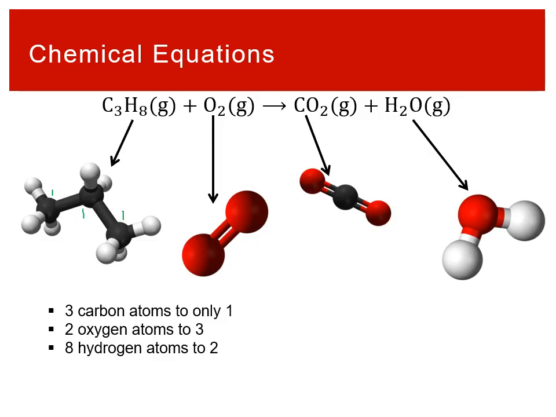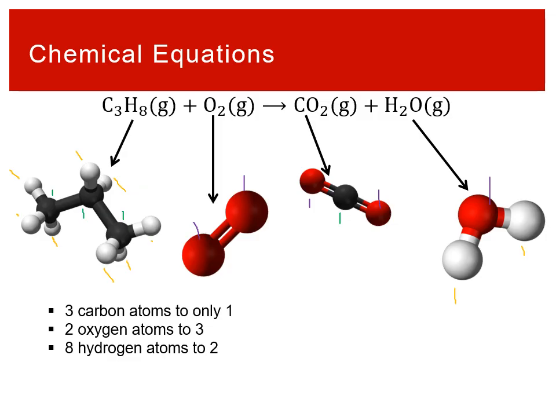But if I look on the product side, I only see one carbon atom. Same thing with oxygen: I have 1, 2 on the reactant side, but now my product is 1, 2, 3. Hydrogen is my white atom. I end with 2, but I start with 1, 2, 3, 4, 5, 6, 7, 8. That is a big discrepancy in what's going on.